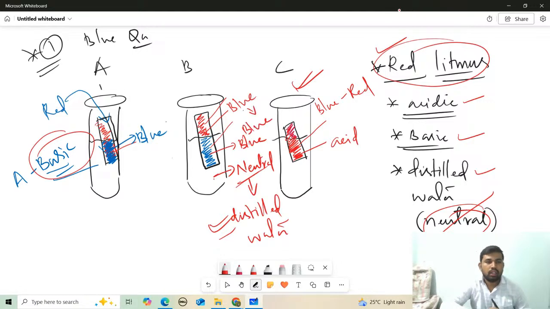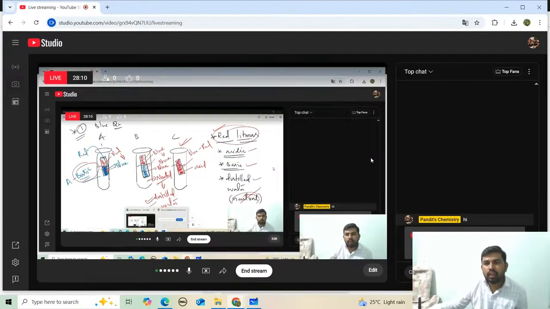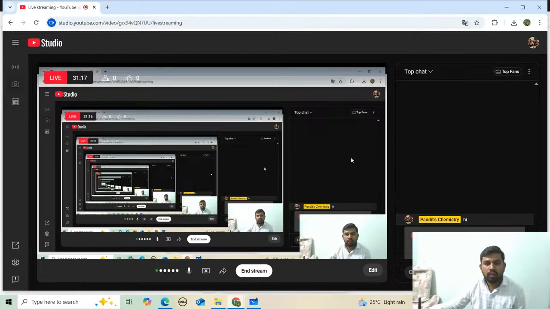Yes, see here it is red, and it turns into blue. This is how we are going to identify the acids, bases and neutral solutions when they are providing only one litmus paper. So this is about indicators. Just remember, there are two types of indicators.